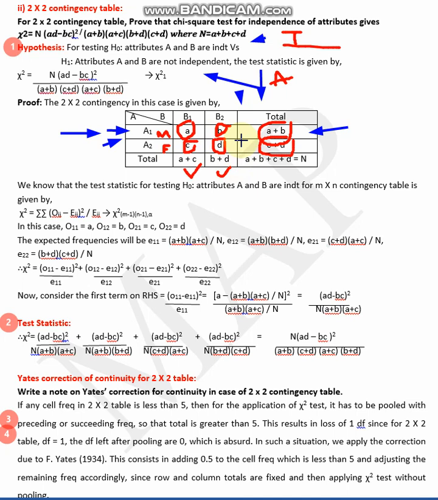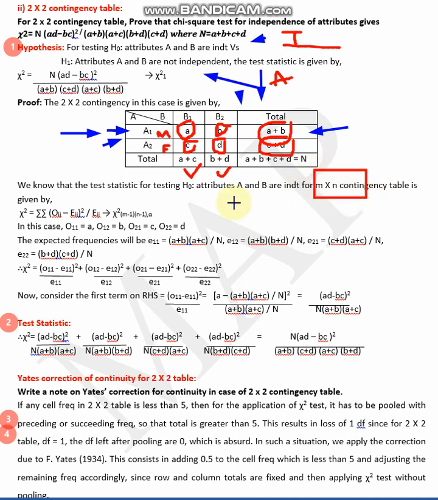So we need to take the table value from chi-square with 1 degree of freedom with respect to the level of significance. So how can we calculate this? To test whether attributes A and B are independent, we know the formula for the m by n contingency table.